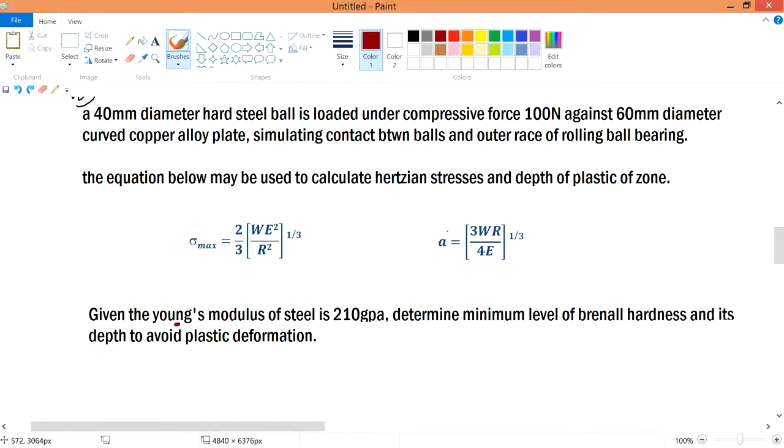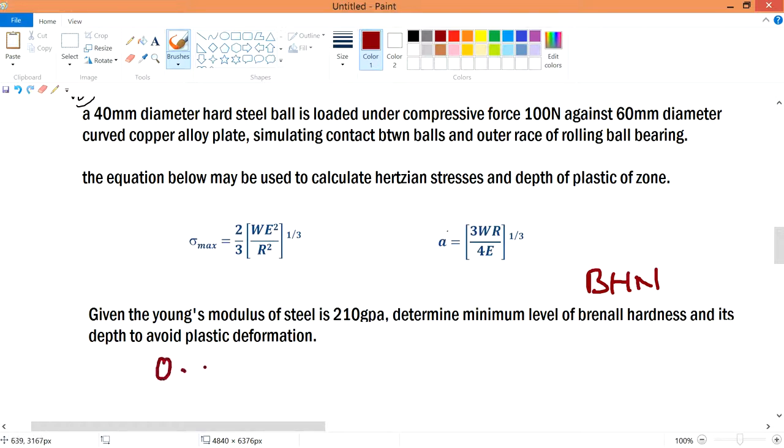Given the Young modulus of steel, determine the minimum level of Brinell's hardness. Brinell hardness is BHN. So you need to determine the minimum level of this value, and what is the depth in order to avoid plastic deformations. We're going to talk about it later.